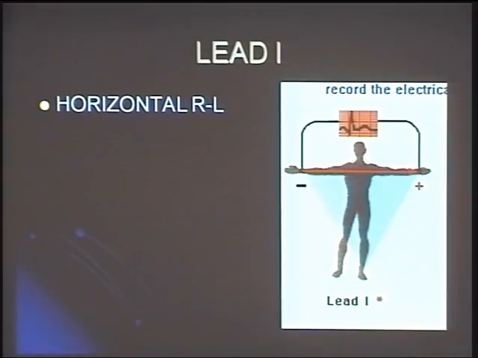In lead 1, what I am going to do is connect the positive pole to the left upper limb and the negative pole to the right upper limb. So right upper limb negative, left upper limb positive. So I am going to record electricity which is going horizontally from right to left, isn't it? So lead 1 is what lead? It is a horizontal lead because it is going to record an activity horizontally from right to left. So this is a bipolar lead. I connect to the positive pole, I connect to the negative pole, and I know in what axis I am measuring the electricity.